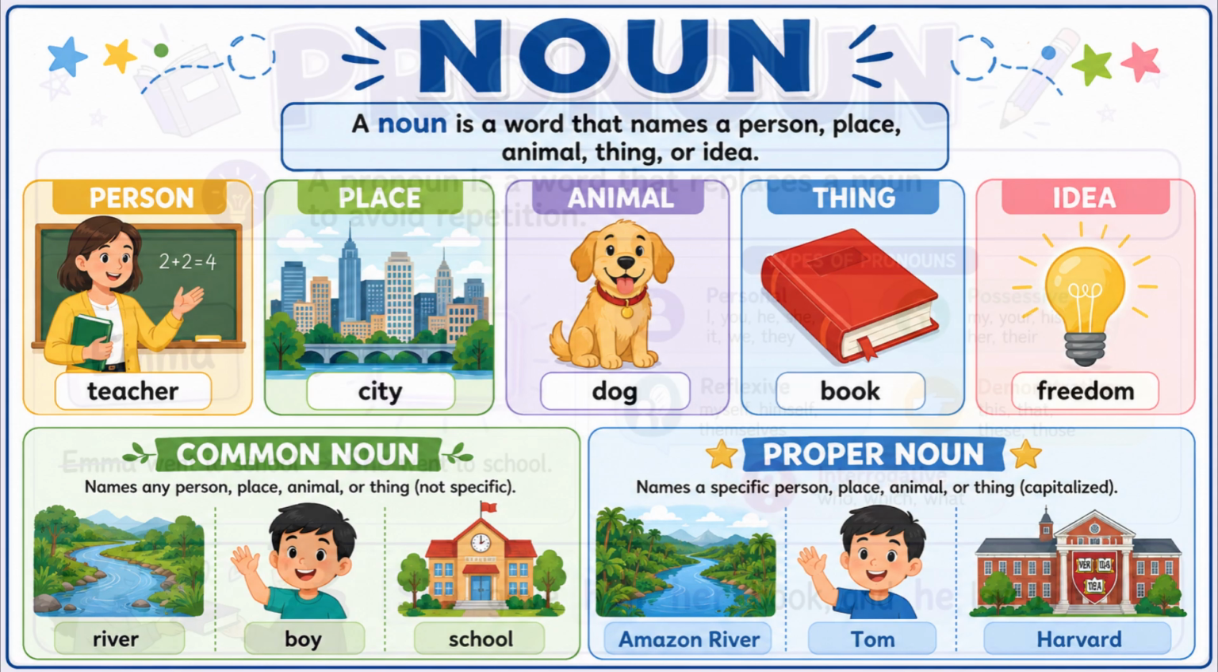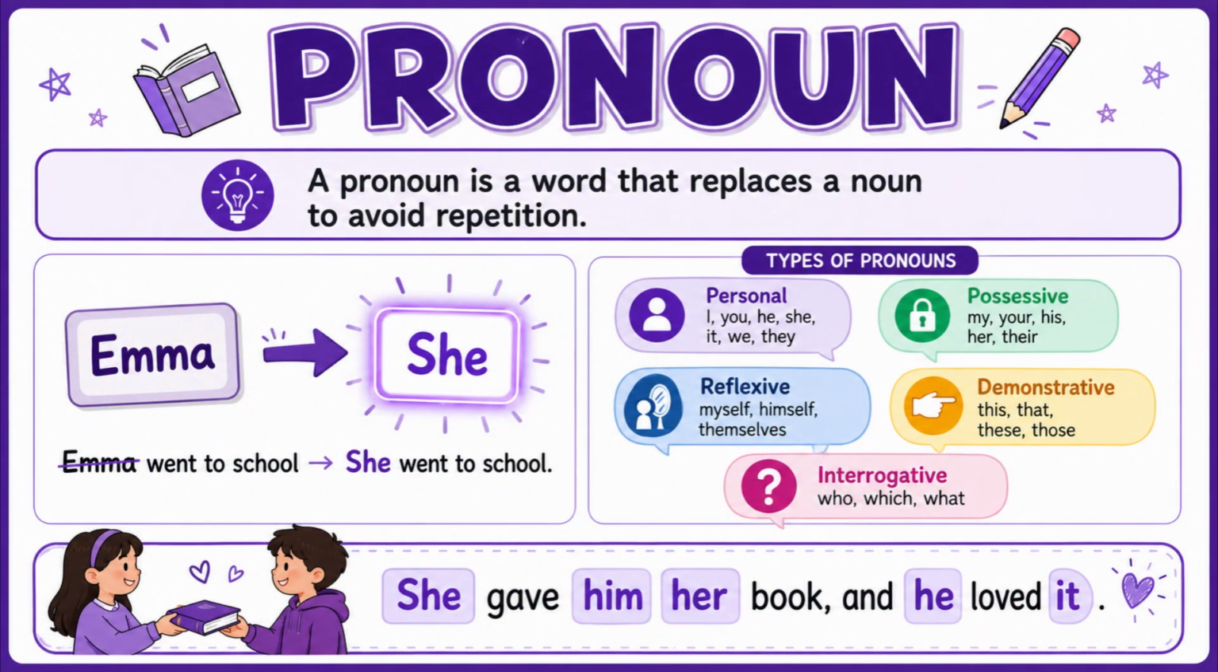Next up, the pronoun. A pronoun replaces a noun. Its job is to stop us from repeating the same word over and over again. Imagine saying this: Emma went to the store, Emma bought apples, Emma came home. That sounds very repetitive, right? Now listen to this version. Emma went to the store, she bought apples. She came home. Much better, she's the pronoun replacing Emma.